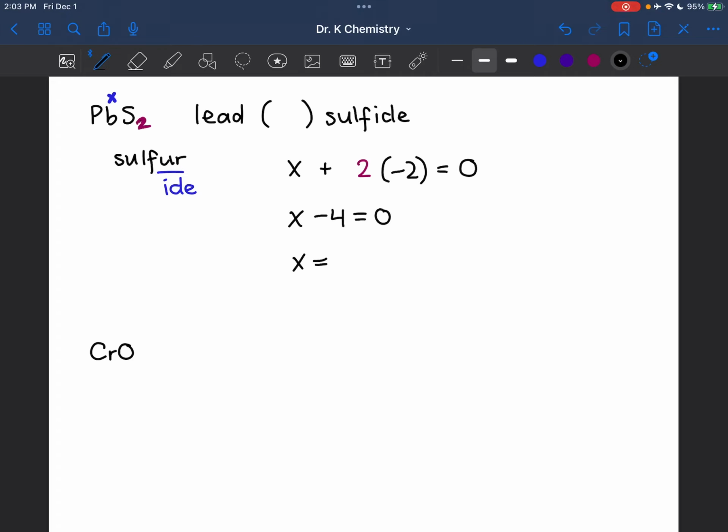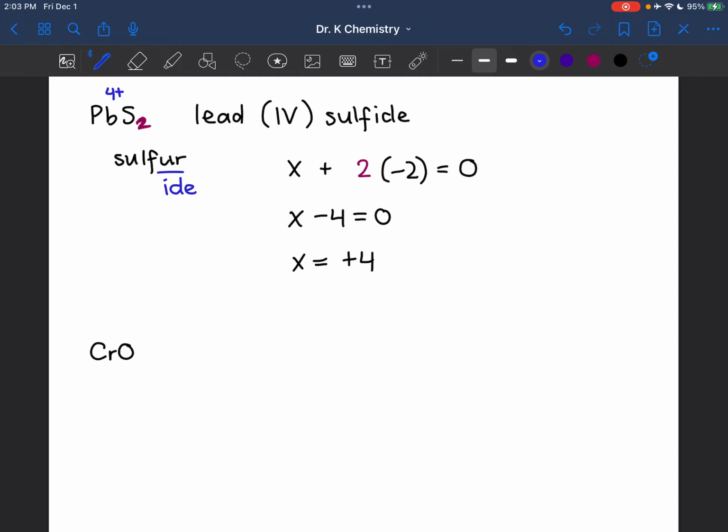And if we solve for x, that will give us positive 4, which means that the charge on lead was positive 4. And then I'm going to indicate that in my name. This method will always work to figure out the transition metal charge, but it just takes a little bit longer. So I typically start by uncrossing, and then I check it using this method if it doesn't work.